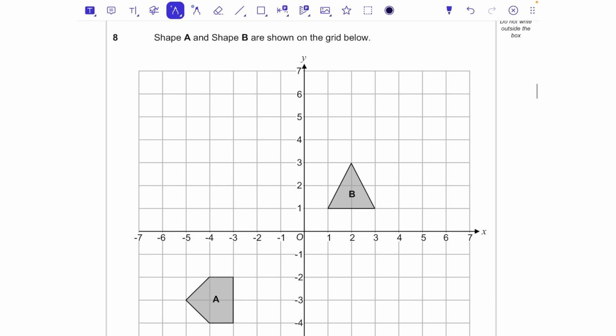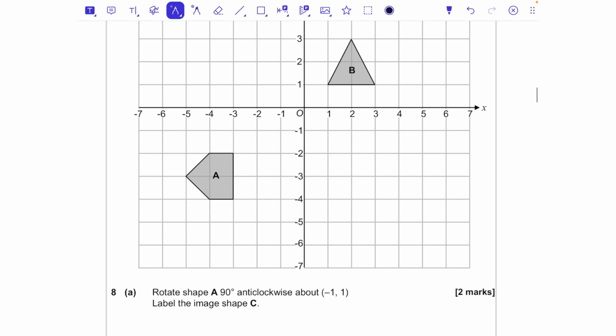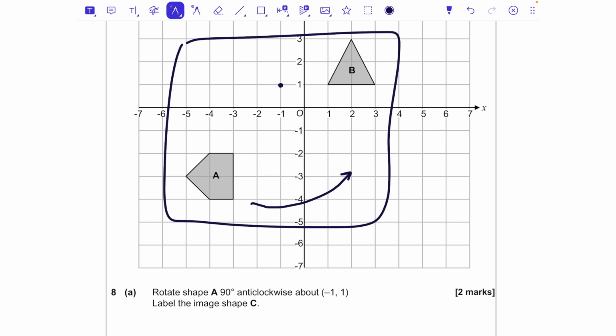Question number 8, shape A and shape B are shown on the grid below. Rotate shape A 90 degrees anti-clockwise about -1, 1. -1, 1 is here. If I'm going to go 90 degrees anti-clockwise, then we're going in the opposite direction to a clock, so we're going to go this way here. Now this is when you'd put your tracing paper over the top, you would draw round A, and you would spin it 90 degrees until it is facing that way.